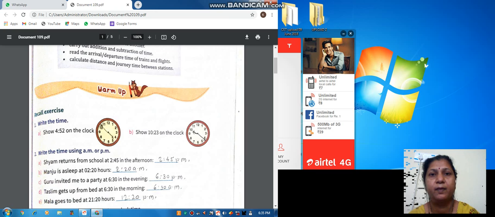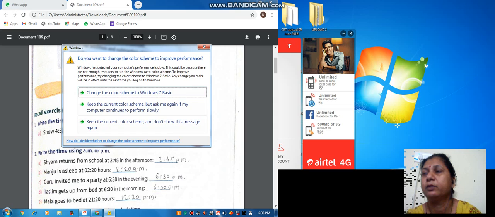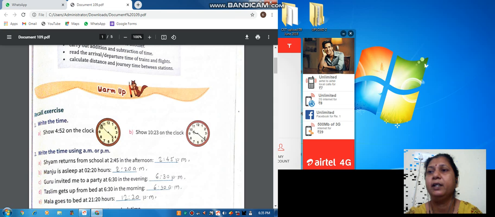Okay, fine. So let's again turn towards our clock. See here, there are two hands in a clock. The smaller one is called the hour hand, and the larger one is called the minute hand. The hour hand indicates the hours, and the minute hand indicates the minutes in the time. So see here, it is 4:52. That means the hour hand should be between 4 and 5. Then the minute hand is at 52.